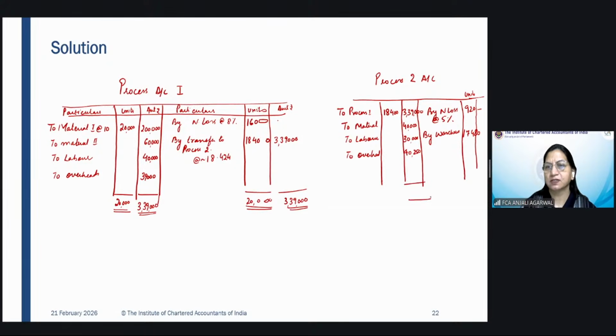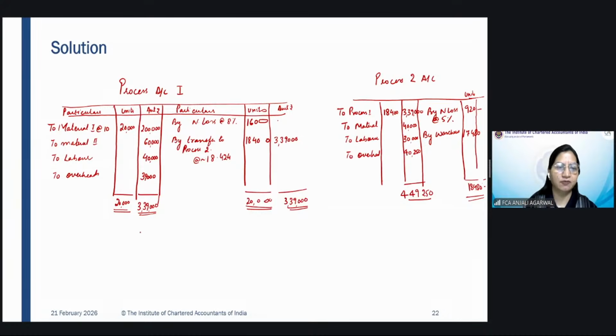At what cost? This is the total cost. 3,39,000 was incurred in process 1. Then here again you have incurred 40 plus 30 plus 40, 1,10,250. So the total cost is 449,250 for the 17,480 units.